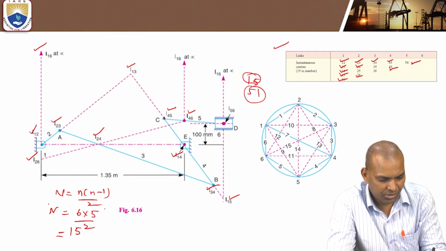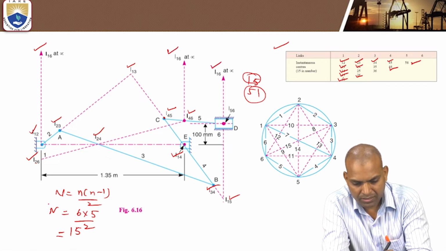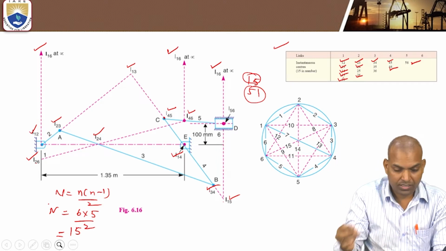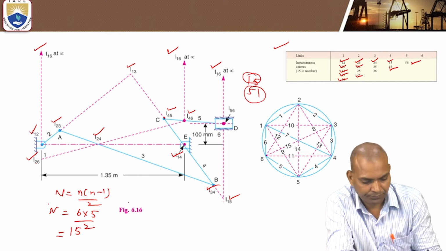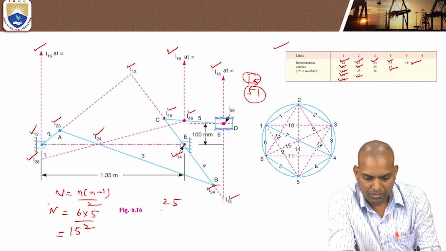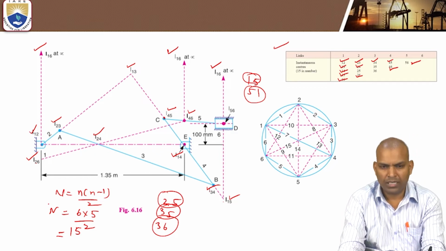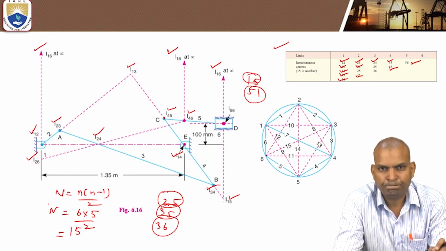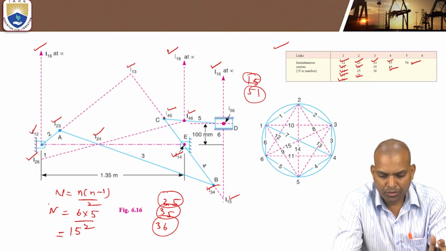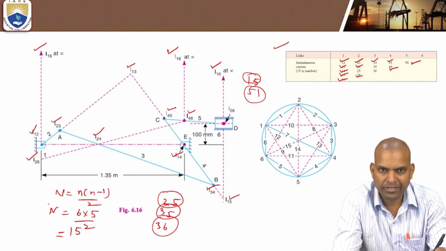Next, are there any instant centers we still missed marking? 1,6 is already marked here. The leftover instant centers are 2,5, 3,5 and 3,6. Three are left. So 12 instant centers are marked on the mechanism by using Kennedy's theorem. The remaining instant centers, if required, we have to mark; otherwise it is not required.